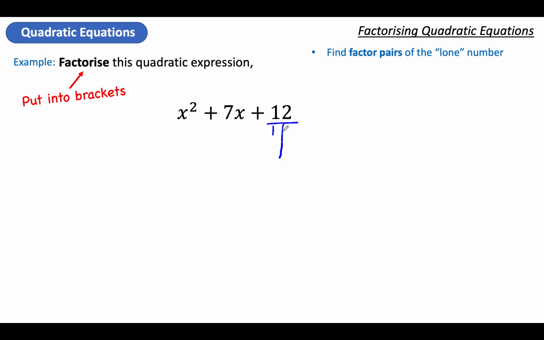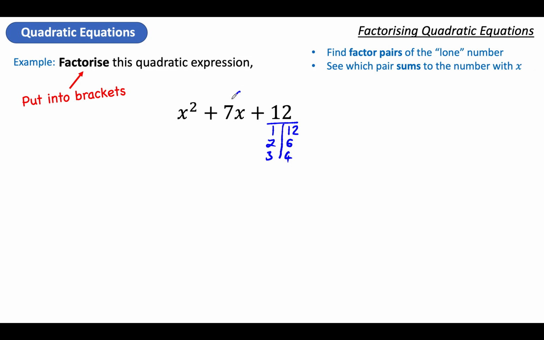And it's always good to do them in order. Now, 1 times 12 makes 12, so that's a factor pair. 2 times 6 makes 12, that's a factor pair. And 3 times 4 makes 12, that's a factor pair as well. Okay, now that happens to be all the factor pairs of 12, or positive 12. Right, then it says, see which pair sums to the lone number with x.